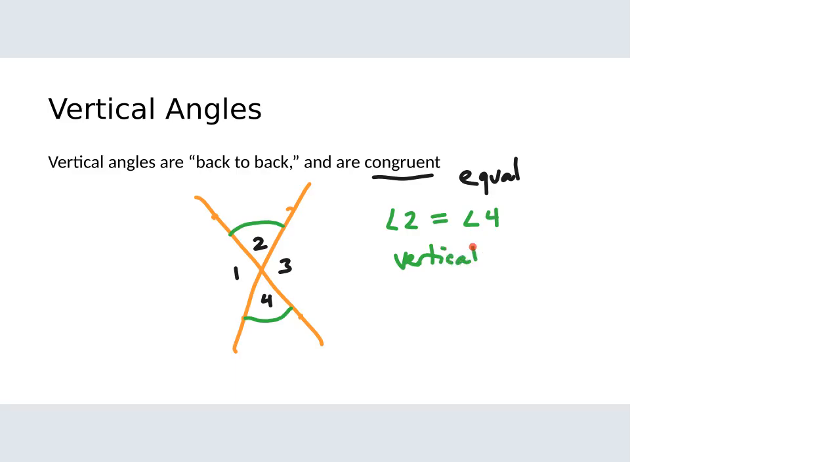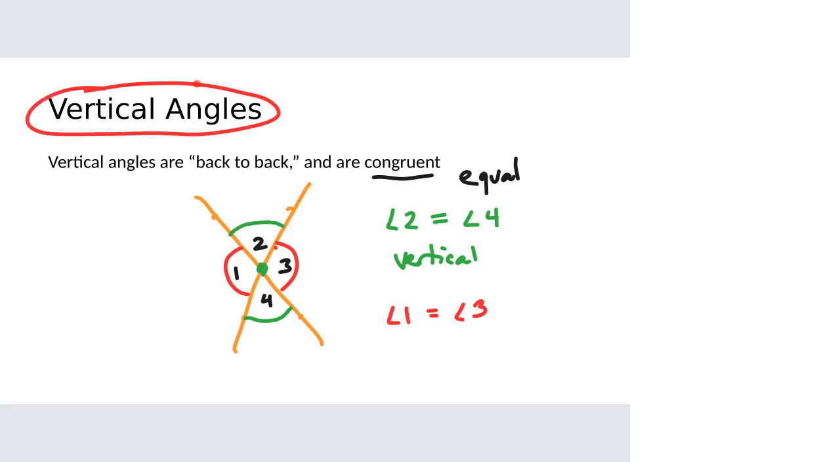Formally, what we would say about vertical angles is they share a vertex, but nothing else. That's what makes them vertical angles. They don't share any sides, but they do share a vertex. And then if we look at angle 3 and angle 1, those are going to have the same measure. Angle 1 and angle 3 are going to be equal to each other for the same reason. It's because they're vertical angles.